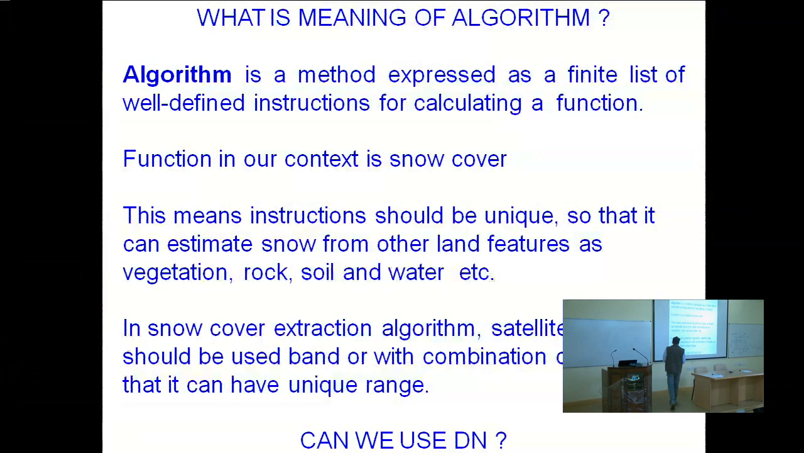So the instruction should be unique so that it can estimate snow from other land features: vegetation, rock, soil, and water. Because any given land will have numerous features, that is vegetation, rock, soil, and water. But we want to detect the snow. And in a snow cover extraction algorithm, pattern data should be used, a band or a combination of bands, so that it can have a unique range.